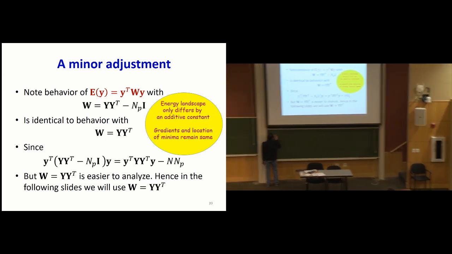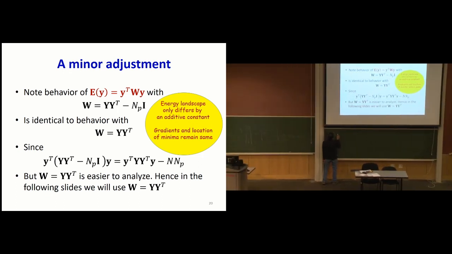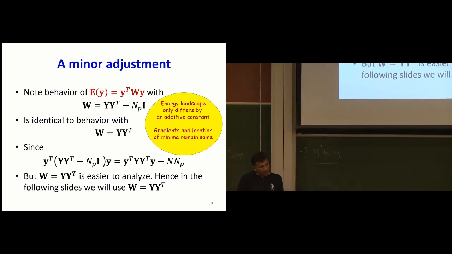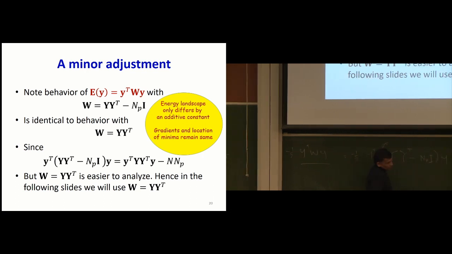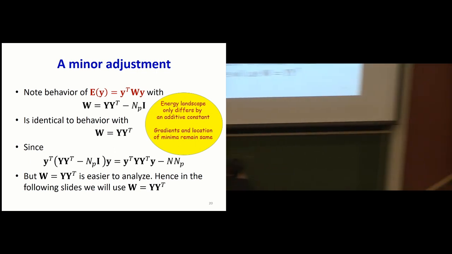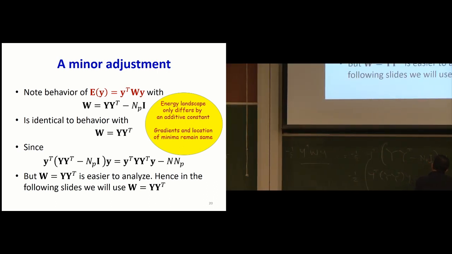So the energy for any particular pattern was minus half y transpose W y, which is going to be minus half y transpose times (capital Y Y transpose minus NP I) y, which is the same as minus half y transpose Y Y transpose y minus NP times y transpose y.